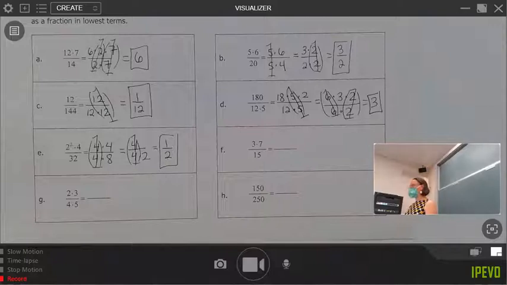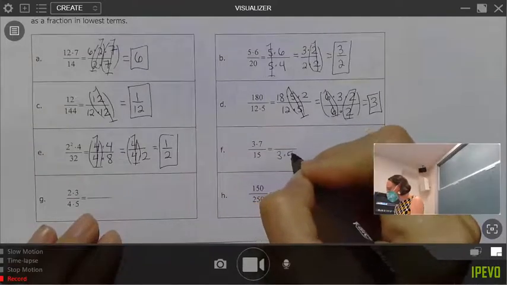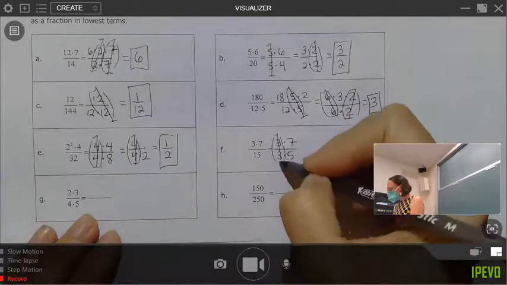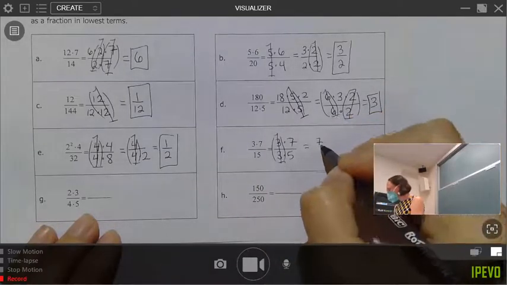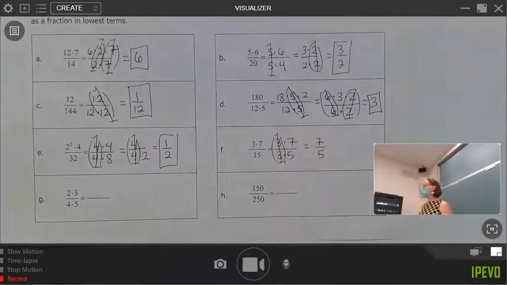3 times 7 over 15. I'm going to take a look at that 15, break that apart into a 3 times 5. So that my 3 over 3 becomes a 1. And I end up with 7/5. Now, just as a quick check, I can't break that down any further because 7 and 5 are both prime. There is no factor other than that number and 1.